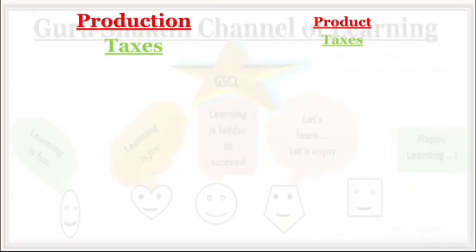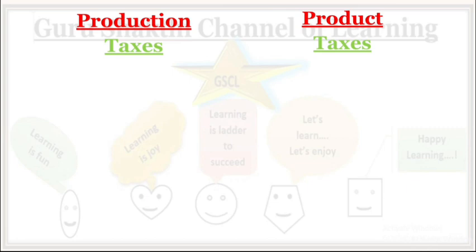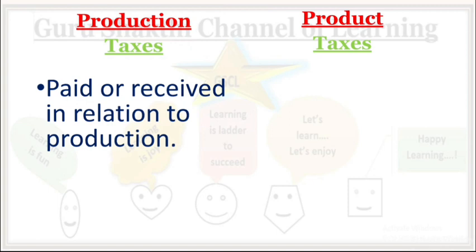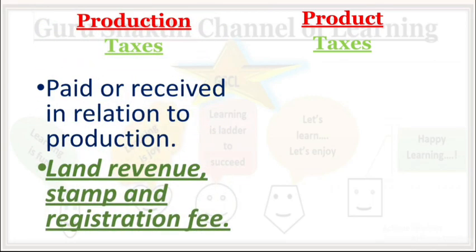These are the two kinds of taxes that are levied by the government. Increase or decrease in these taxes will affect the cost of production, which in turn affects the price of the output. Production taxes, these are the taxes that a firm pays and it is received by the government. They are paid by the producers. Examples, land revenue, stamp and registration fees.